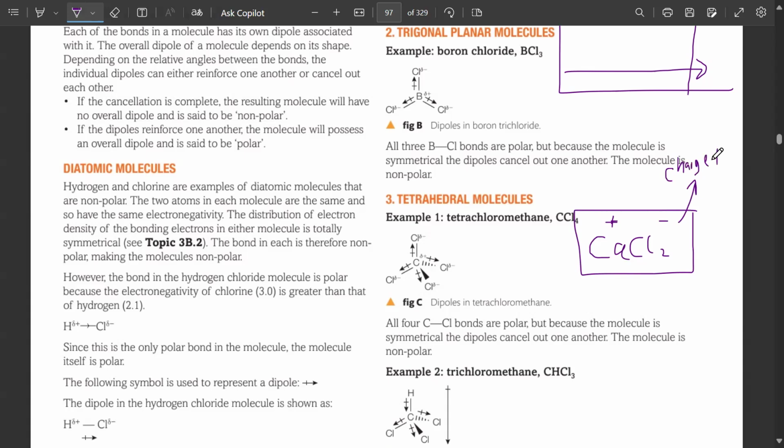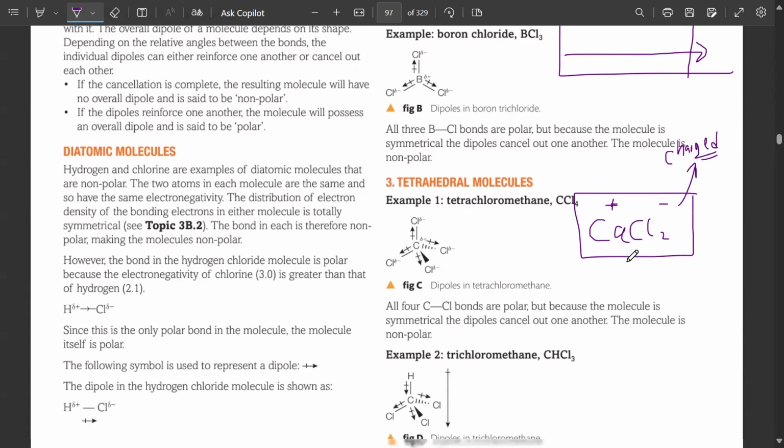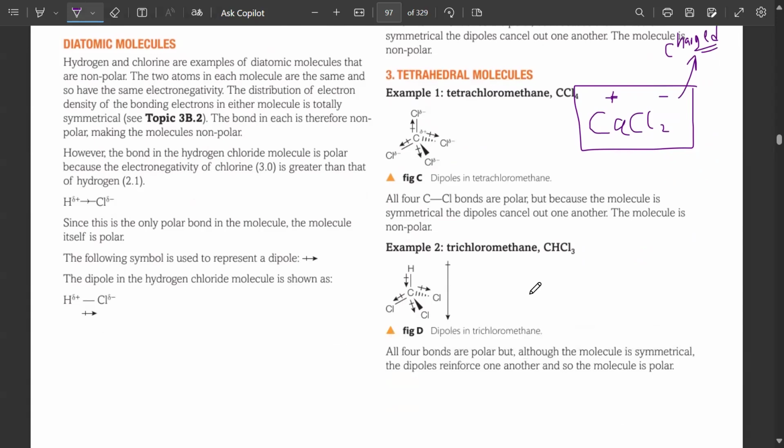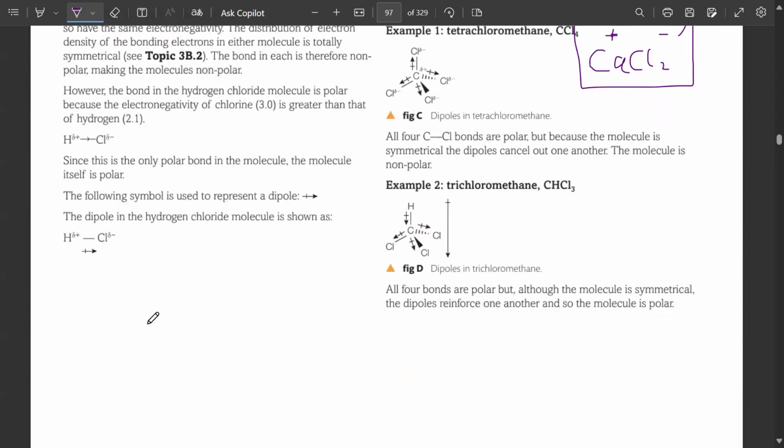Are covalent compounds charged? Why not? They are both non-metals. So they are not charged. But today we'll study in A levels that yes, they are charged as well. How? Carbon is a non-metal, oxygen is a non-metal. So what's going to happen?